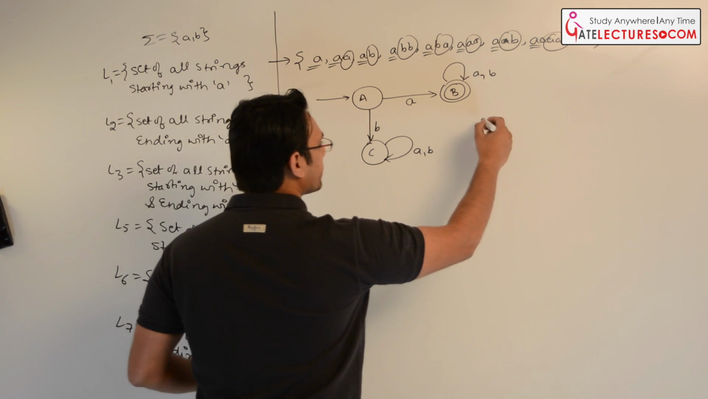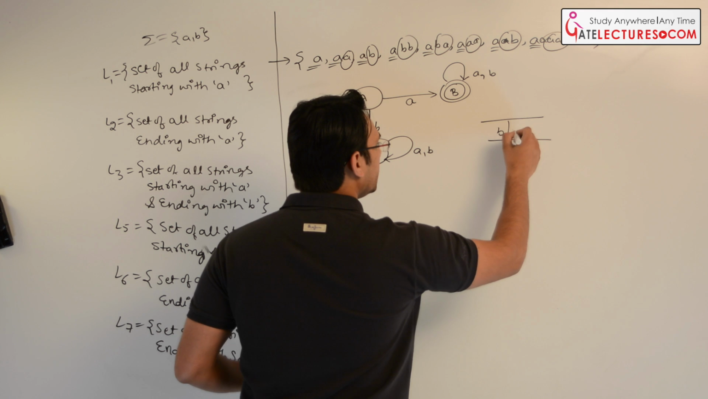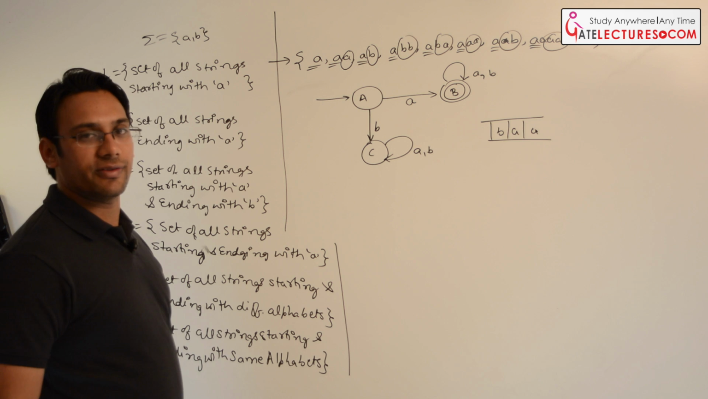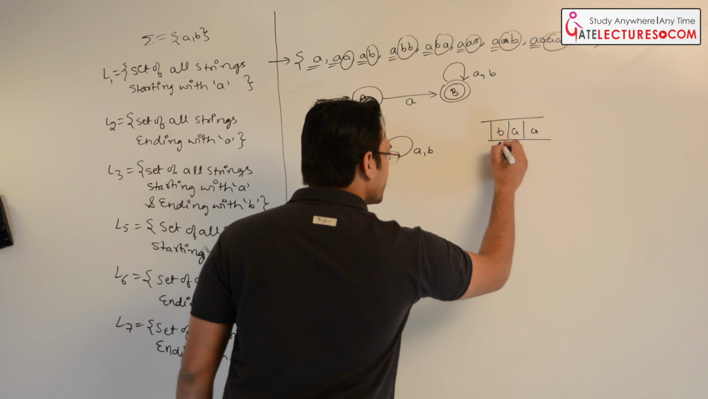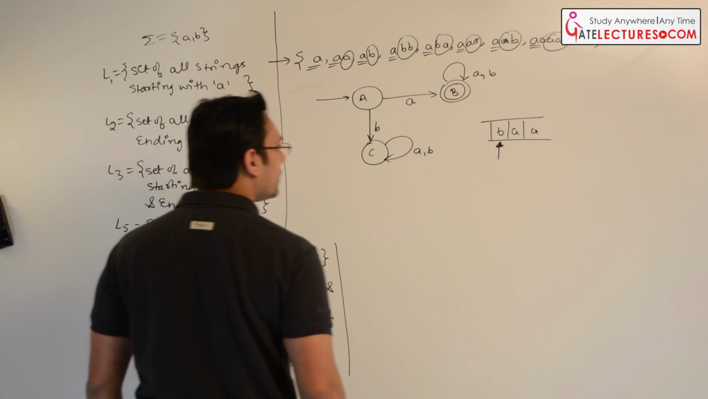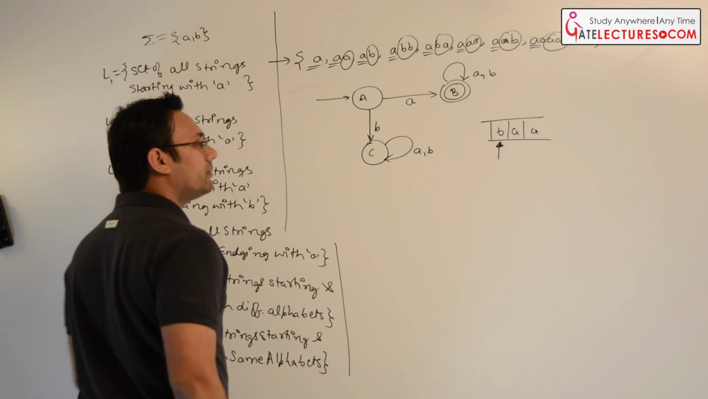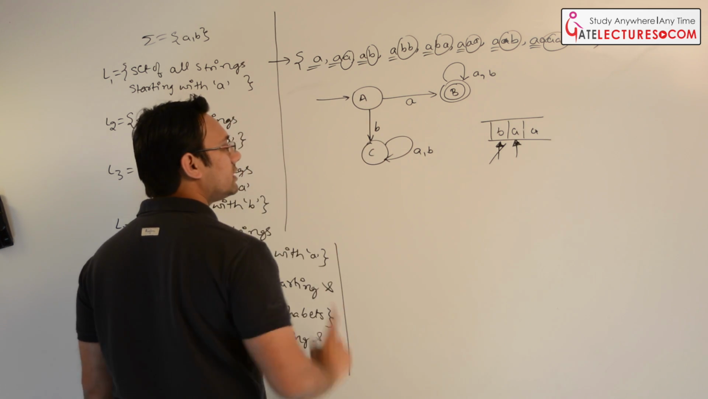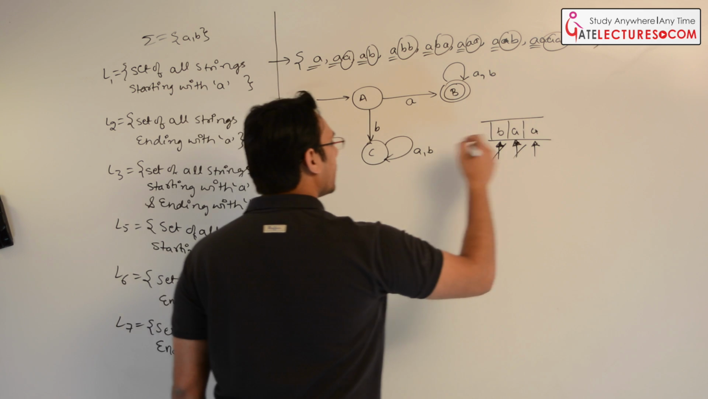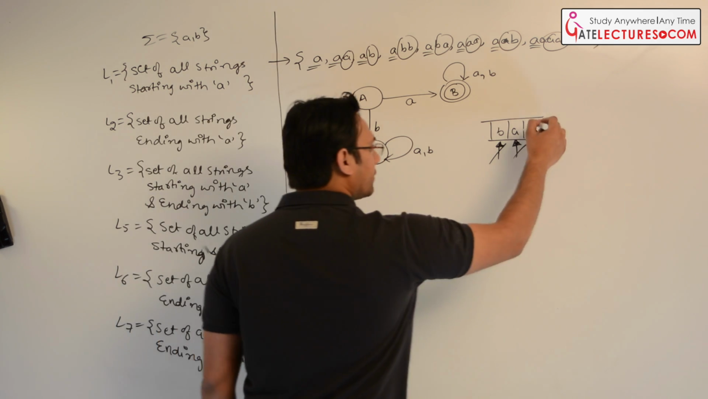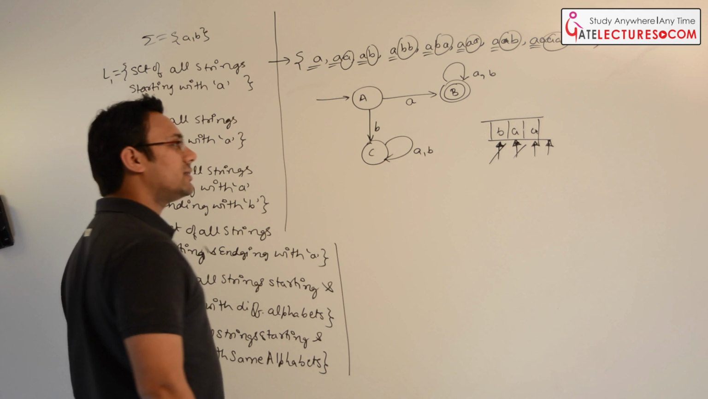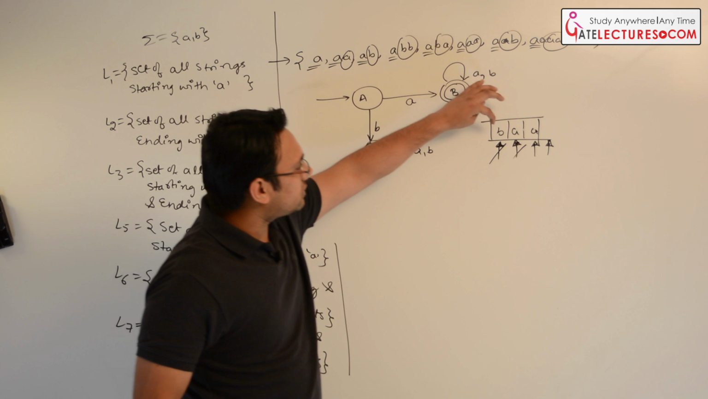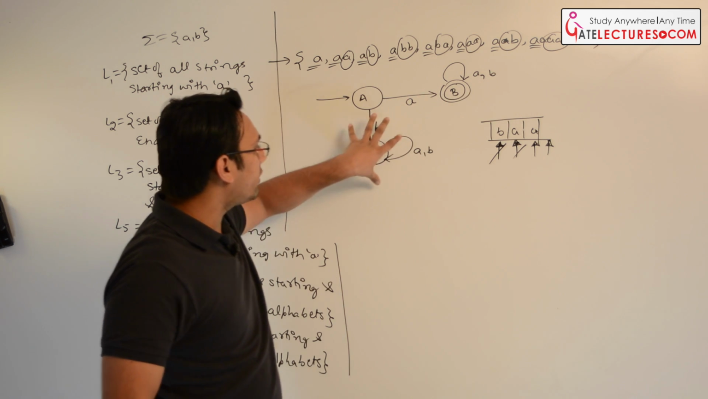So let us say we have the string BAA and we give the string to this finite automata, then what will happen? After reading the symbol B, we make a transition from A to C. Then after reading the symbol A, from C to C, and again after reading the symbol A, from C to C. After reading the complete string, we are again stuck at state C, right? So that means if the initial symbol is B, then we'll always be stuck at C.